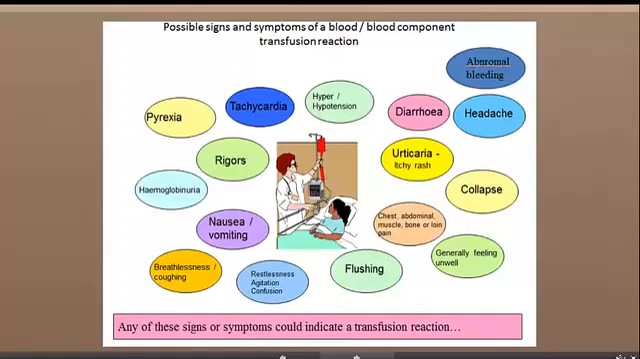So when a patient undergoing a blood transfusion complains that they are not feeling very well, you must take that complaint very seriously. It might indicate the earliest signs and symptoms of a blood transfusion reaction.